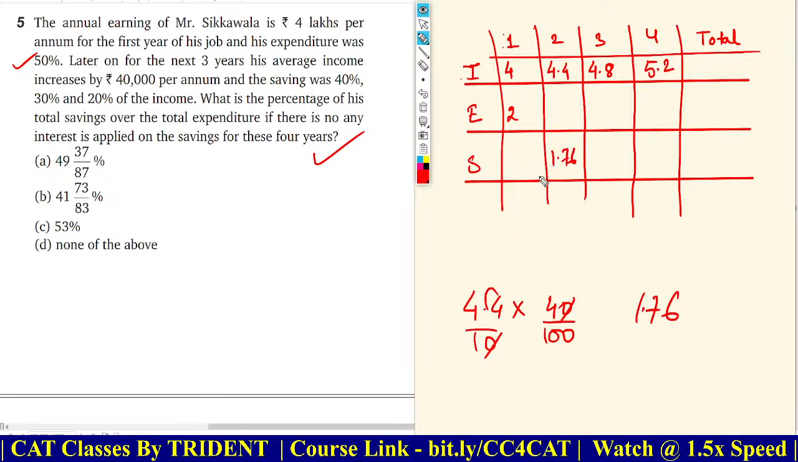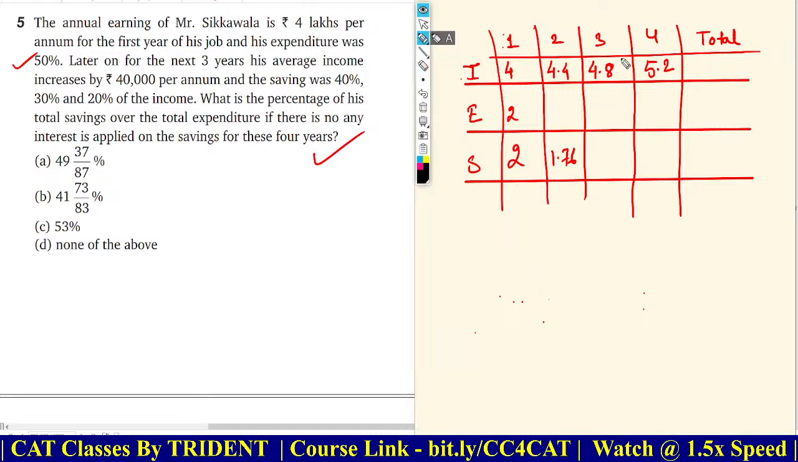And similarly, if you see, you would have to tabulate for all the savings. Let me just see once. Expenditure. First year of his job, 4 lakh was his per annum for the first year, and his expenditure was 50%. If expenditure is 50%, 2 lakhs. Okay, so I just made sure that both these things are in the same idea. Now you can do the calculation. The calculation is definitely not that difficult.